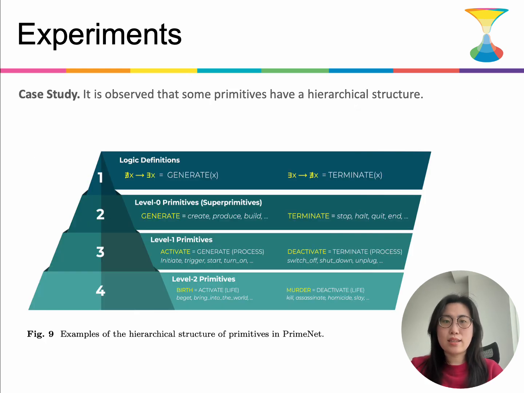Then we conduct a case study on PrimeNet. Figure 9 shows an example of the hierarchical structure of primitives in PrimeNet. For the top layer, it is the logic definition of generate. Then we found that primitives like generate, create, active, birth are located at different layers in the primitive structures.